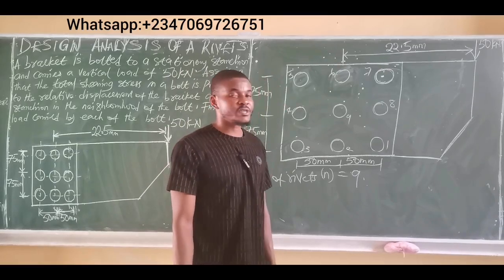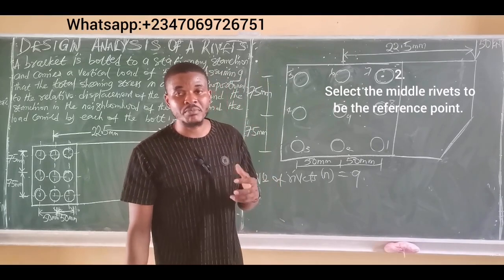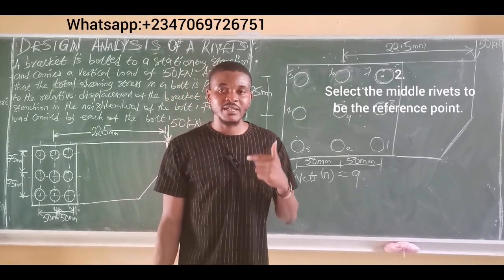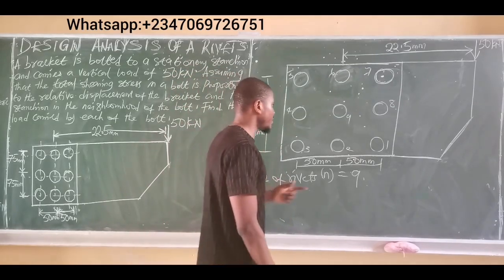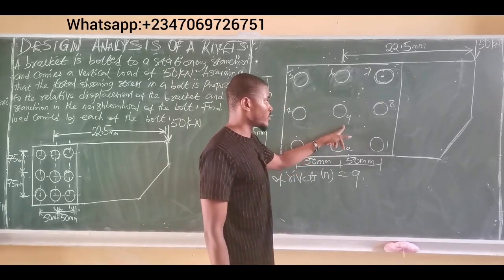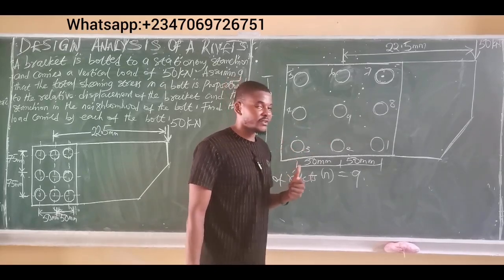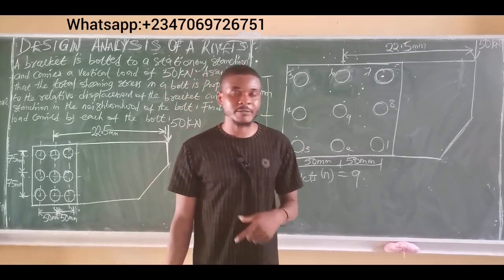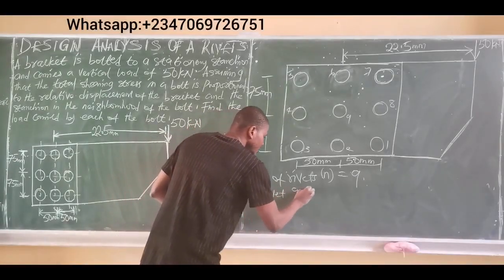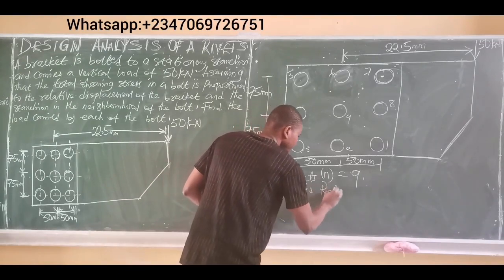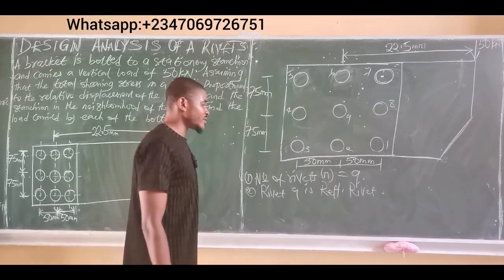The second thing to do is select the middle rivet or the central rivet to be the reference point. So in this case, rivet 9 is my reference point, which is the central rivet. Rivet 9 is my reference rivet or reference point. Rivet 9 is the reference rivet.